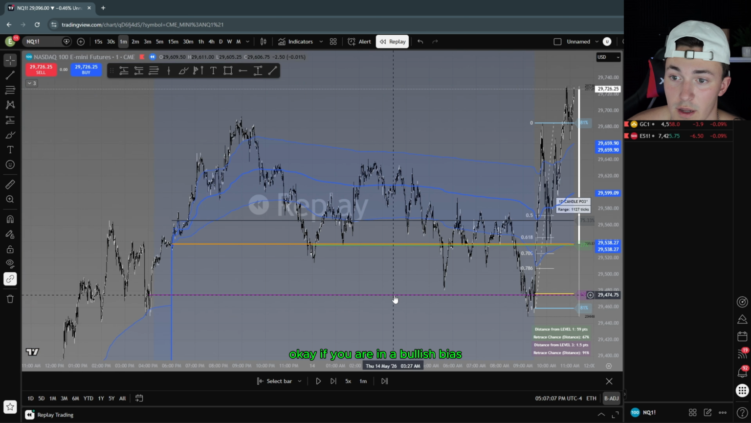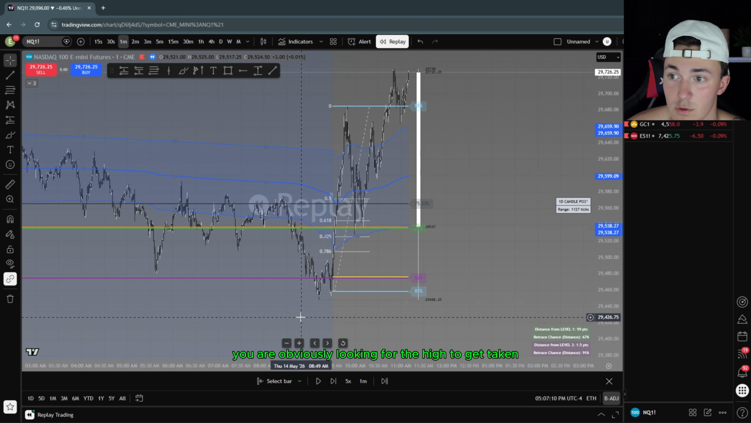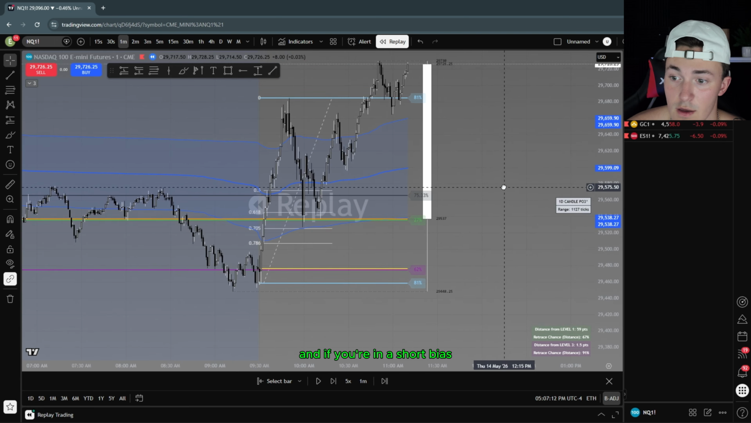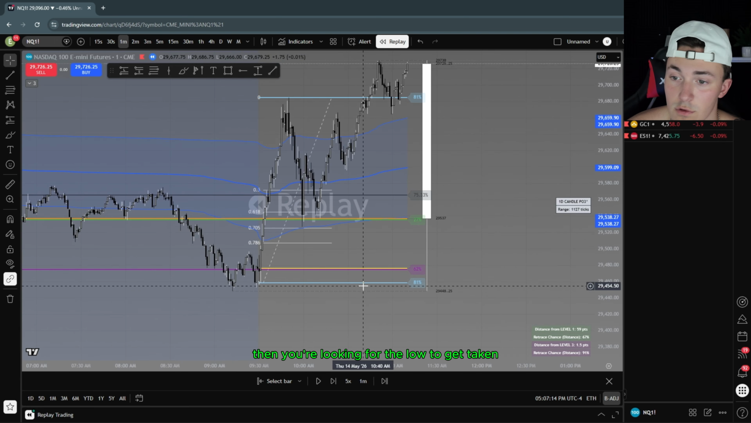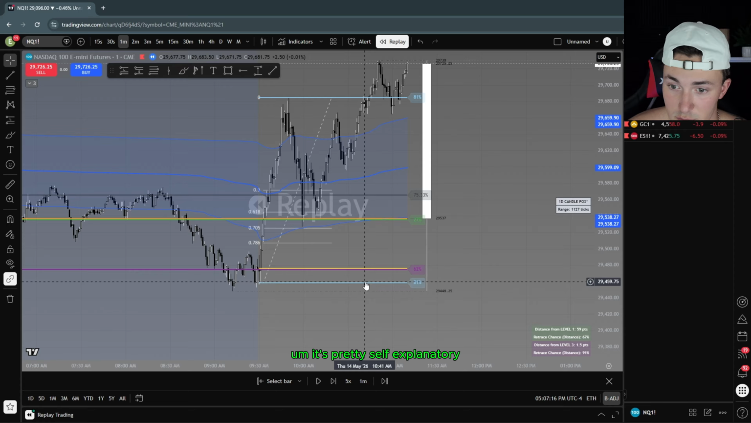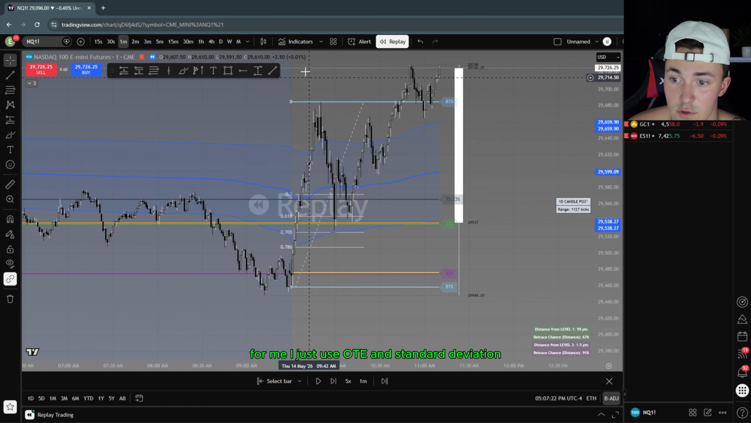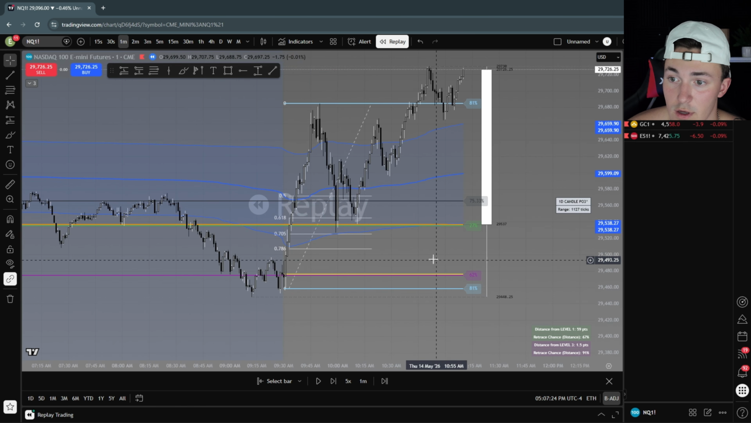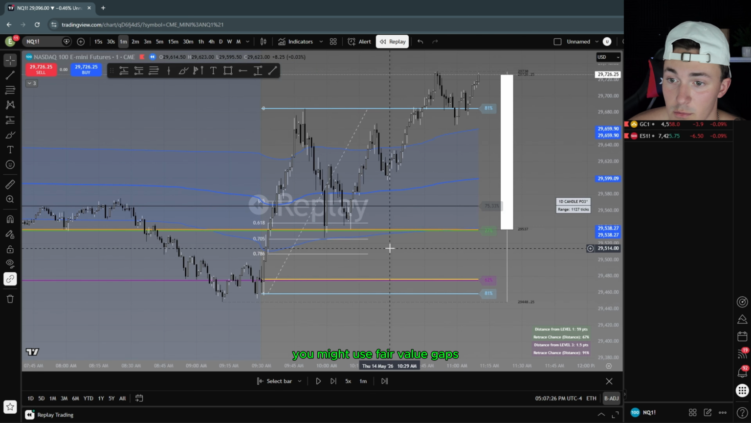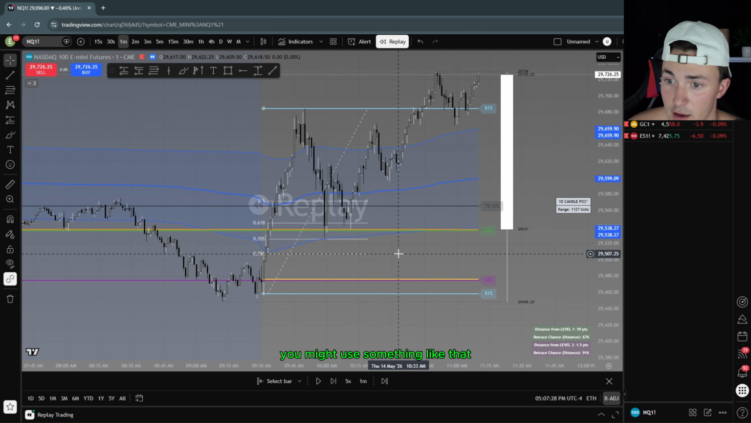Okay, if you are in a bullish bias, you are obviously looking for the high to get taken, and if you're in a short bias, then you're looking for the low to get taken. It's pretty self-explanatory. You just have to use bias, you have to use your entry model, you have to use everything in confluence. For me, I just use OTE and standard deviation and stuff like that, but for some people, you might use fair value gaps, you might use something like that.